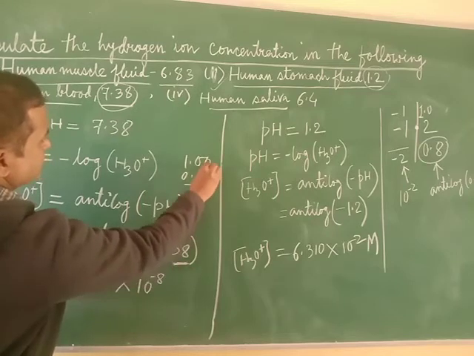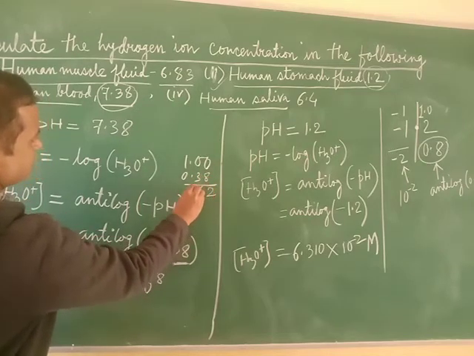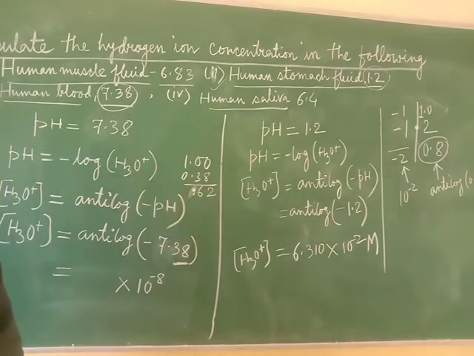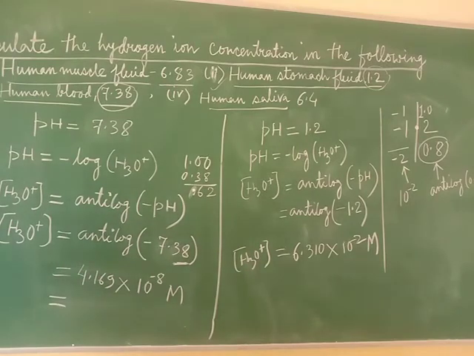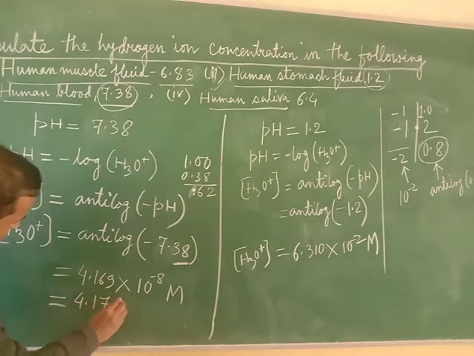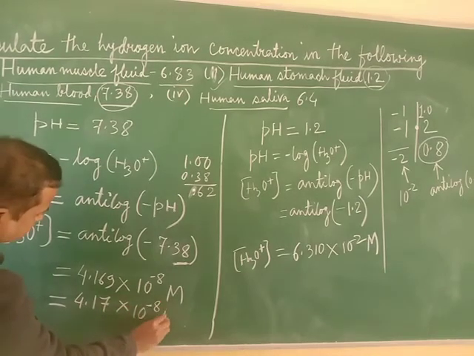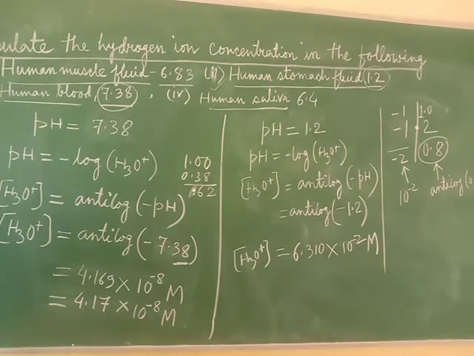So this is 0.62. You have to find the antilog of 0.62. Now I'll check it from the antilog table. 0.62 is 4169. That is, we have to write 4.169. We can take it as 4.17 into 10 to the power minus 8 moles. So we have solved question number 3.